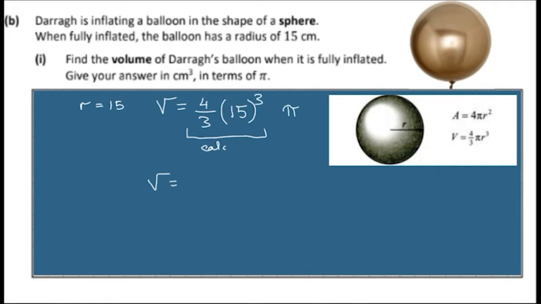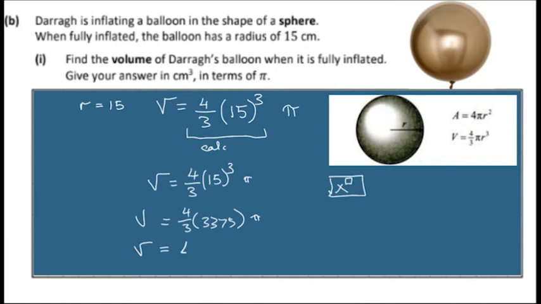And remember, if you're getting stuck on the cube, there's a button on your calculator which looks like this, x with a box up here as a power, and you can sub in any number there. 3 in this case will be inputted. So 4 over 3 by 15 cubed. So let's work that out. That's 3,375 there, by pi. And finally then, we will get 4,500 pi. And again, write it in centimeters cubed. Always check what dimension we are working in. Sometimes it's area, sometimes it's length. In this case, it's volume.